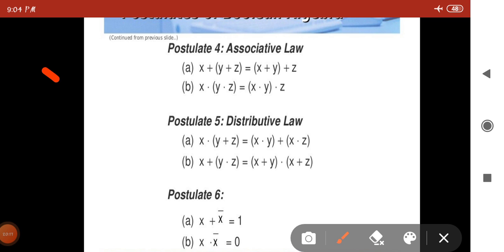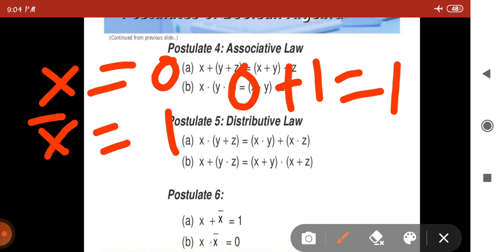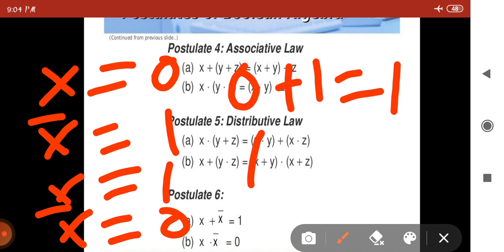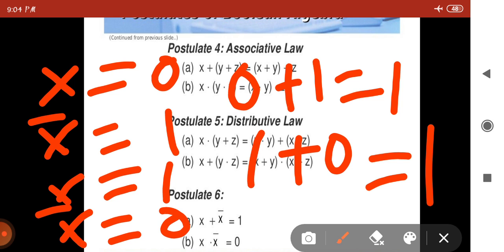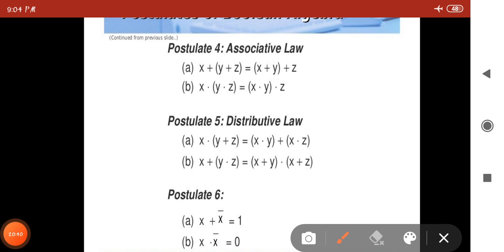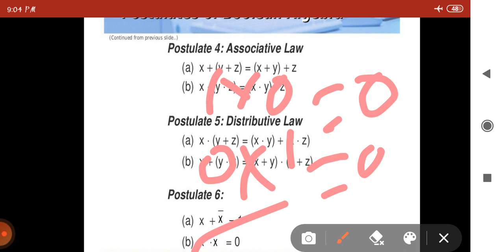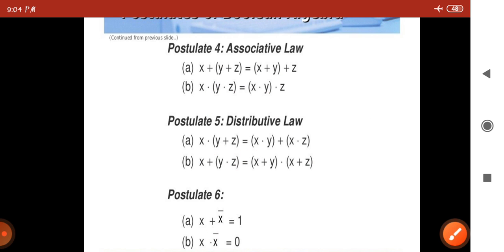I'm just explaining that. x equals 0, x bar is always 1. 0 plus 1 is 1. x equals 1, x bar equals 0, 1 plus 0 equals 1. This is the way we have to express these expressions. x into 0, 1 into 0, 0 into 1, it is always 0. These are the expressions that will come for your postulate number 6.